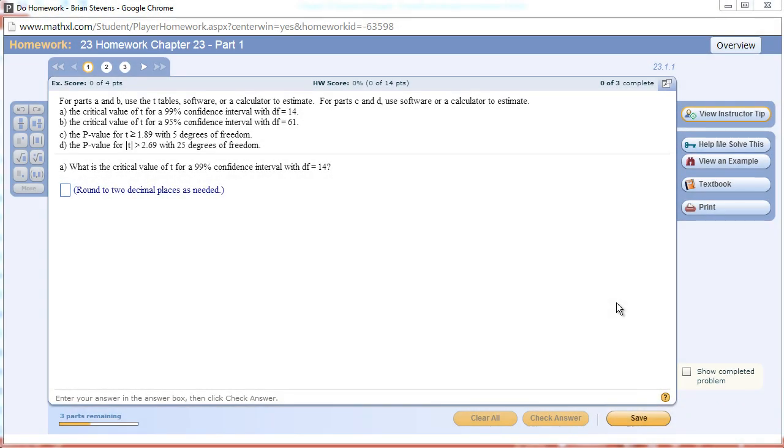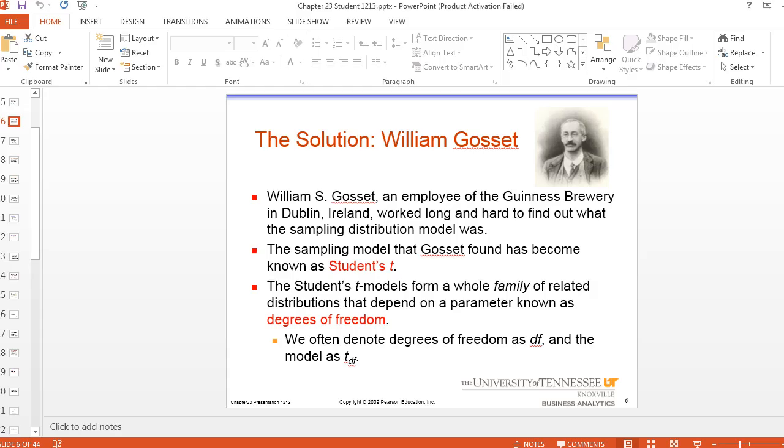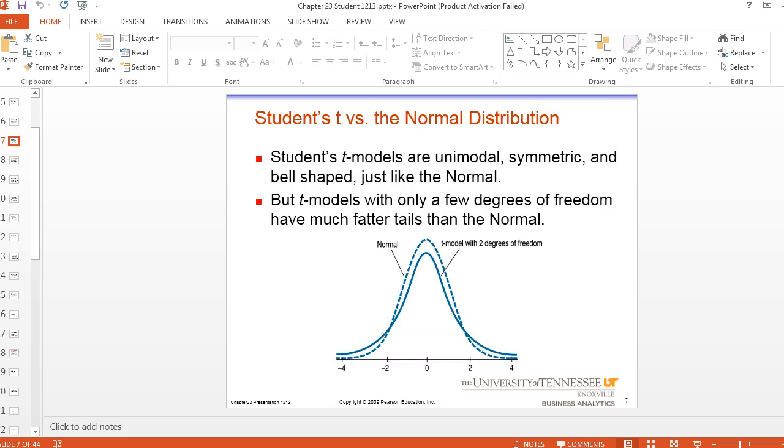On this homework, we'll be using the t-distribution. Now, it's very important we understand what exactly we are using. The t-distribution was invented by William Gossett, who worked for Guinness Beer. Now, he noticed that his intervals and tests weren't coming out correct, so what he did was he created a distribution based on degrees of freedom.